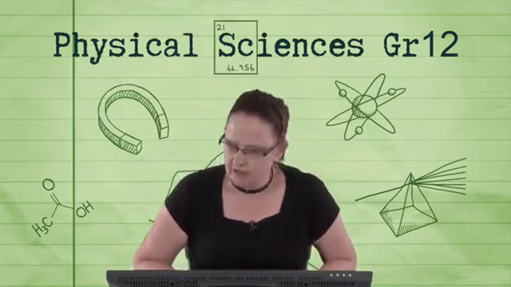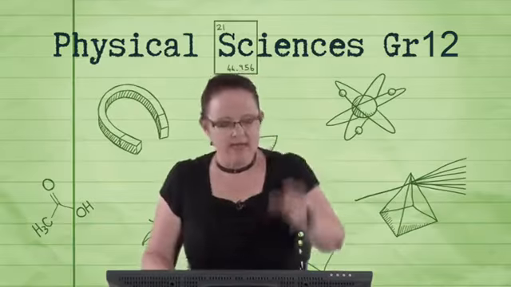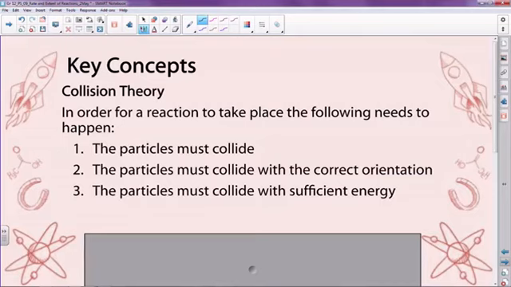Now, first of all, with the collision theory, there's 3 things that have to take place. Number 1, the particles have to collide. It's called collision theory. Number two, the particles must collide with correct orientation. Nothing we can do about that. They've got to collide into each other in the right way. And number three, they must collide with sufficient energy. That, of course, is our activation energy.